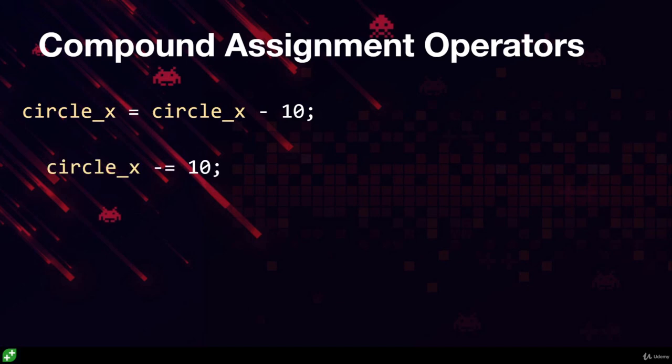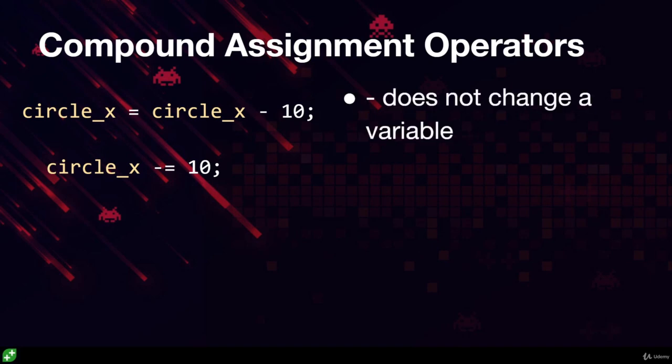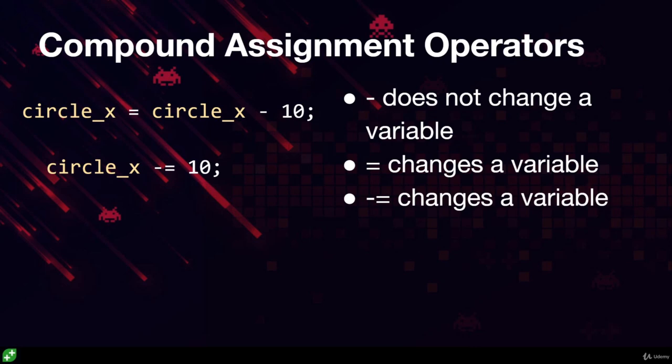This line does the same exact thing. The minus equals operator takes the value in circle x, subtracts 10 from it, and assigns circle x with the result. So this behaves similarly to the plus equals operator. Remember, the minus operator does not change a variable. That's why we need the assignment operator to change a variable. But minus equals does change the variable, which is why minus equals is also considered another type of assignment operator.